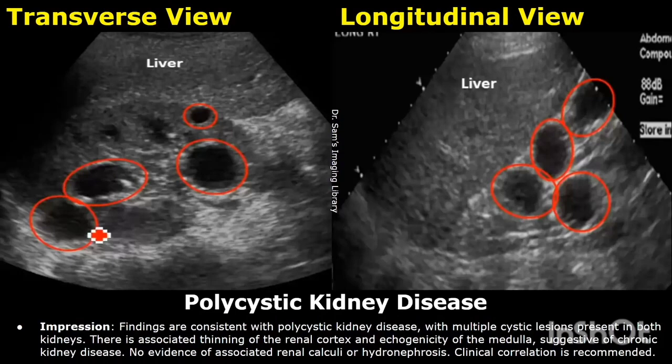In the impression, you can mention the polycystic kidney disease with multiple cystic lesions present in both kidneys. And if there are other abnormalities as well, you can mention them here. And in the end, you can write about clinical correlation.